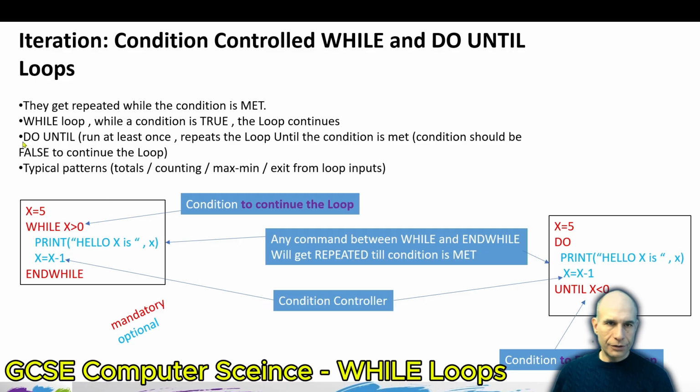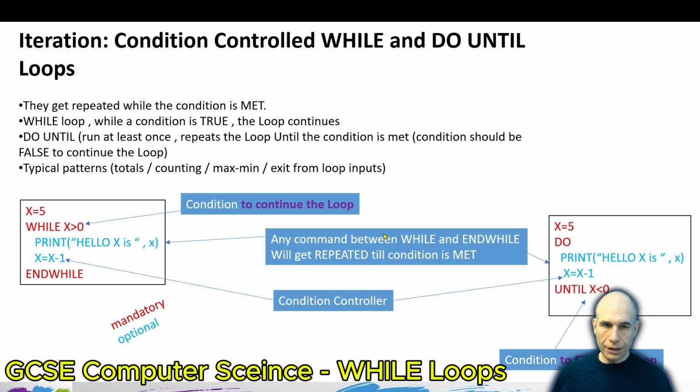Similar to this, we have these do untils. The difference is, first of all, do until runs at least once. The while loop may not run. If the condition is not met, it will not run, but the do untils run at least once. And it repeats the loop until the condition is met. So the condition should always be false to continue the loop. As soon as the condition is met, it will exit from the loop. So that is the very important difference.